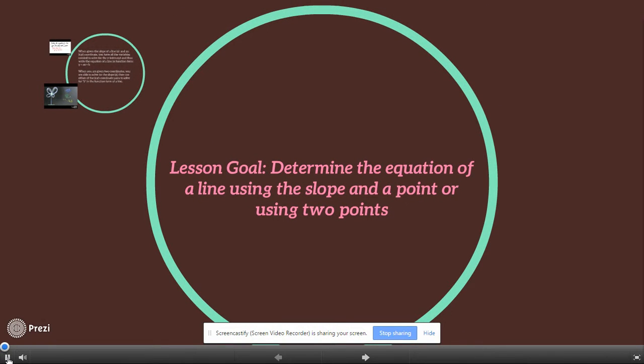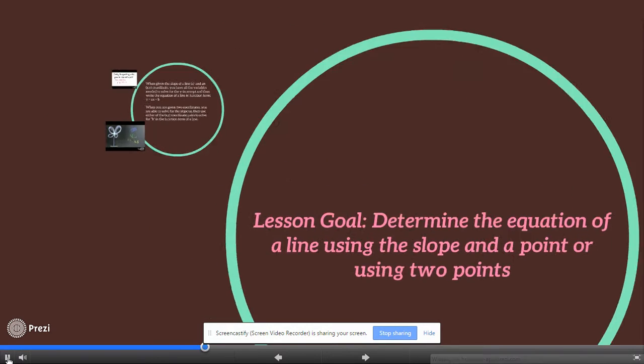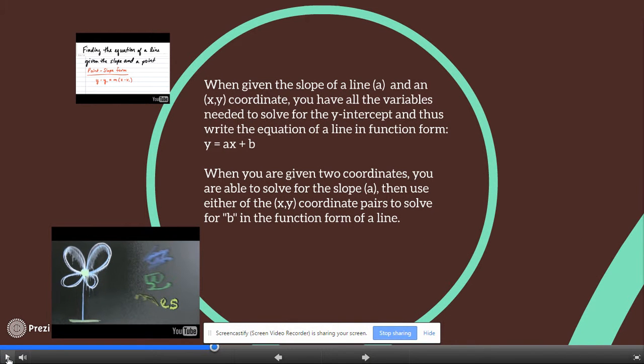The goal of this lesson is to determine the equation of a line using the slope and a point, or using two given points. When given the slope of a line, a, and an xy coordinate, you have all the variables needed to solve for the y-intercept, and thus write the equation of a line in function form, y equals ax plus b.